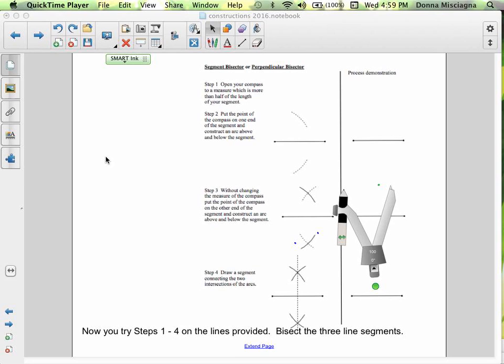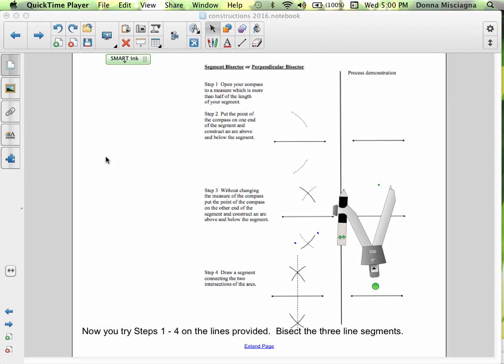One of my favorite constructions, the segment bisector or perpendicular bisector. We usually call it perpendicular bisector. All right, this is a 2-for-1. We end up with two things when we do this construction. We end up with a segment that's bisected, and we also end up with perpendicular lines.